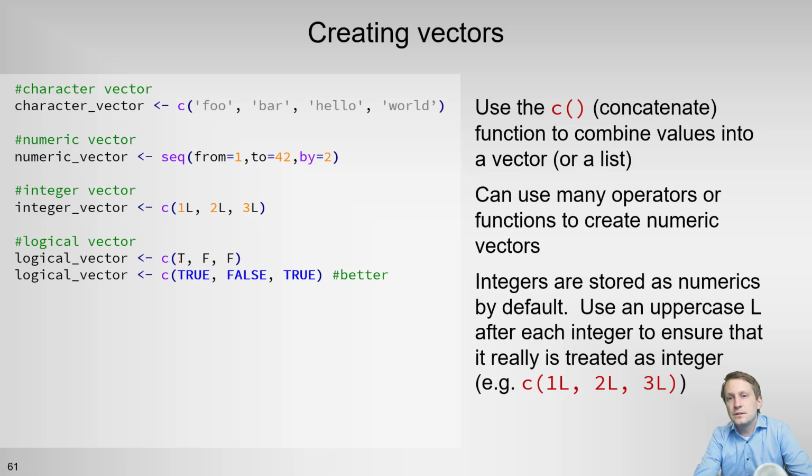And then logicals: you can create logical vectors using T and F, or TRUE and FALSE, but it's obviously better to use TRUE and FALSE, because TRUE and FALSE are protected by R, and T and F are not. Somebody could assign something to T, and then it would mess up this way of creating a logical vector.